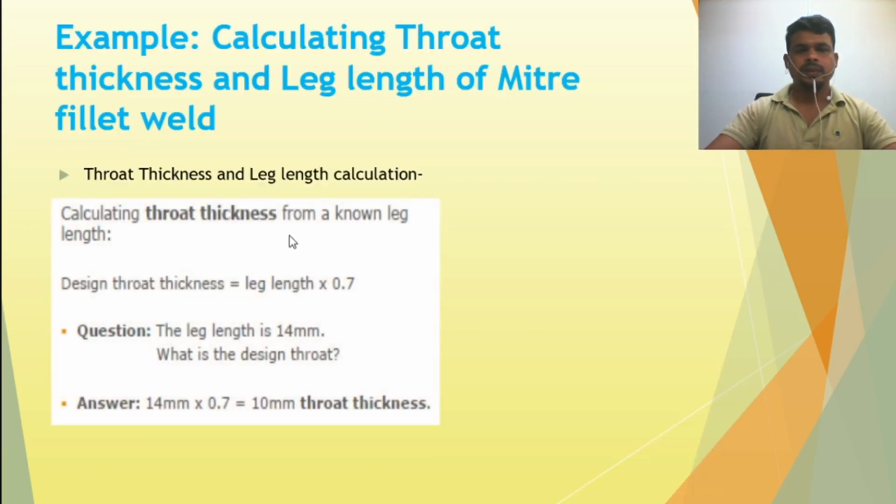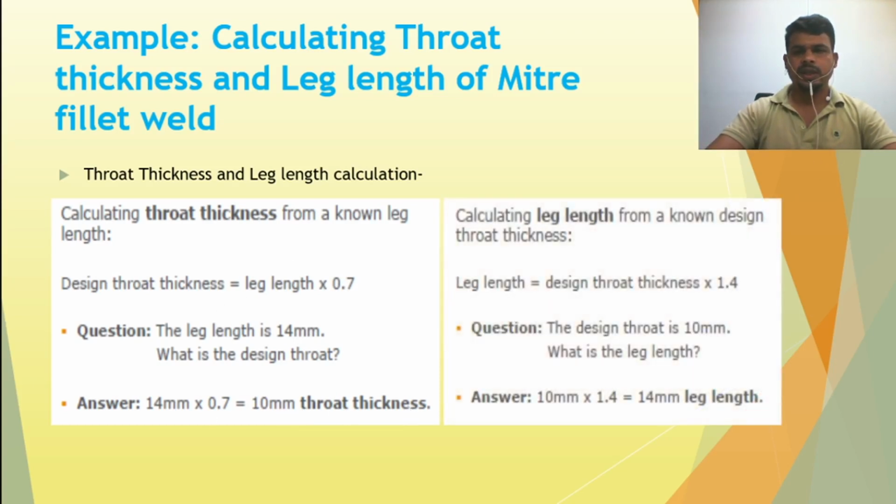The first example: we need to find the design throat thickness. Here the question is, the leg length is 14 mm. Then what is the design throat thickness? We know the design throat thickness equals leg length times 0.7. So if we multiply 14 by 0.7, we can find 10 mm. This is the throat thickness.